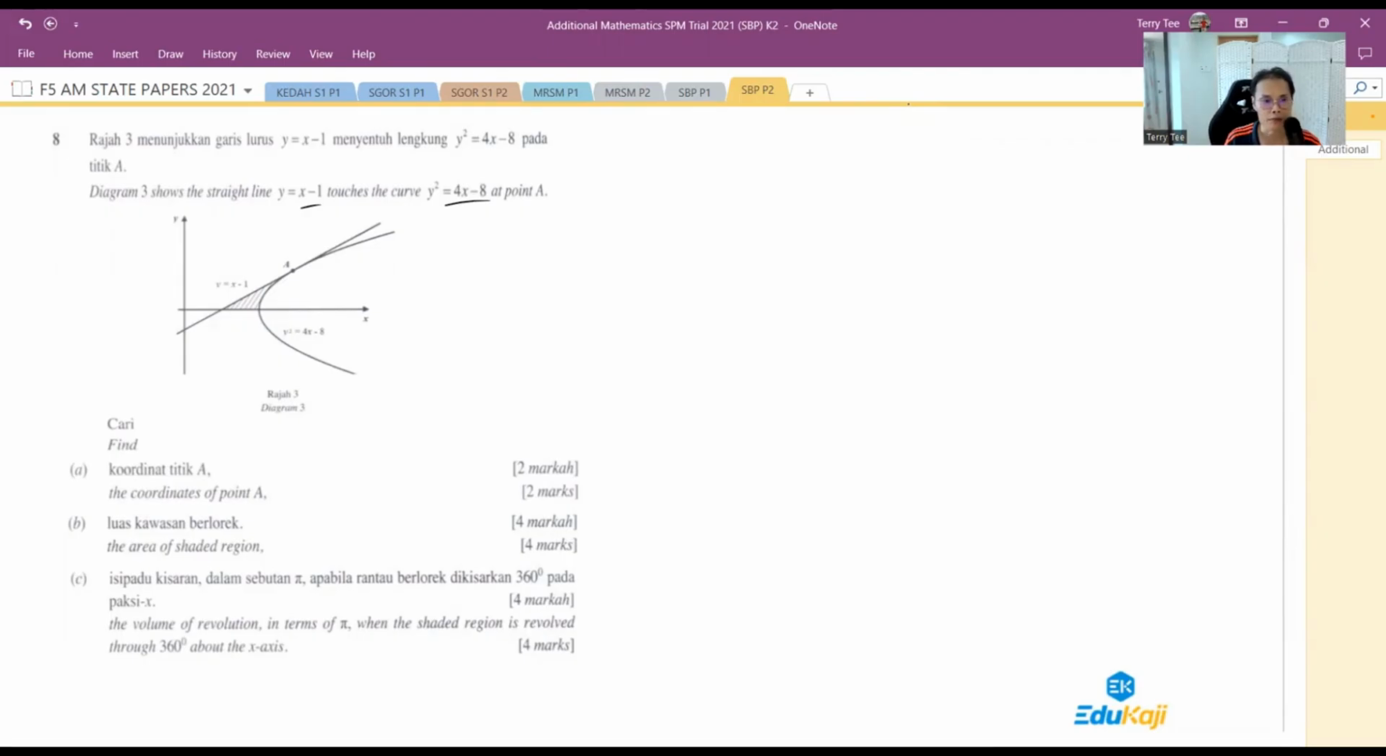Okay, so first part, you want to find the point of intersection. We call this equation 1, call this equation 2. Maybe I sub equation 1 inside equation 2, so we can get rid of your y. Your y is now x minus 1. You square it, you get 4x minus 8. So let's expand this, x squared. Okay, this is part A. x squared minus 2x plus 1 equals 4x minus 8. Let's rearrange it. Bring the 4x to the left. x squared minus 6x plus 9 equals 0.